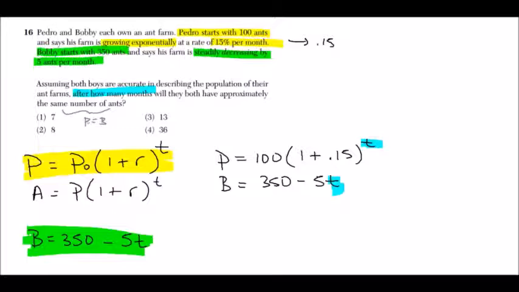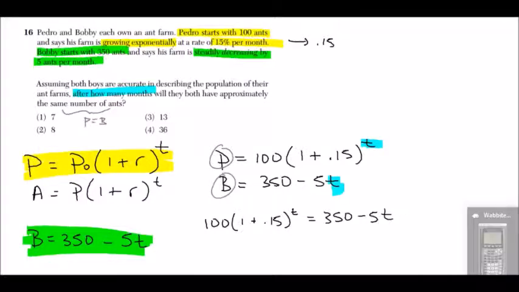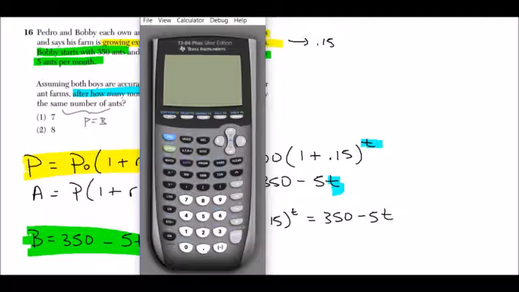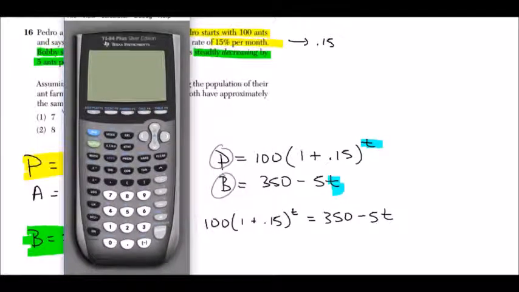So P equals B. So all we have to do, since P equals B, is set P equal to B, or the equivalent equations. 100 times (1 plus 0.15) to the t equals 350 minus 5t. Now, doing this by hand is somewhat tedious. So we're just going to go ahead and do this in the calculator and graph these two equations and see where they intersect. So let's go to y equals.